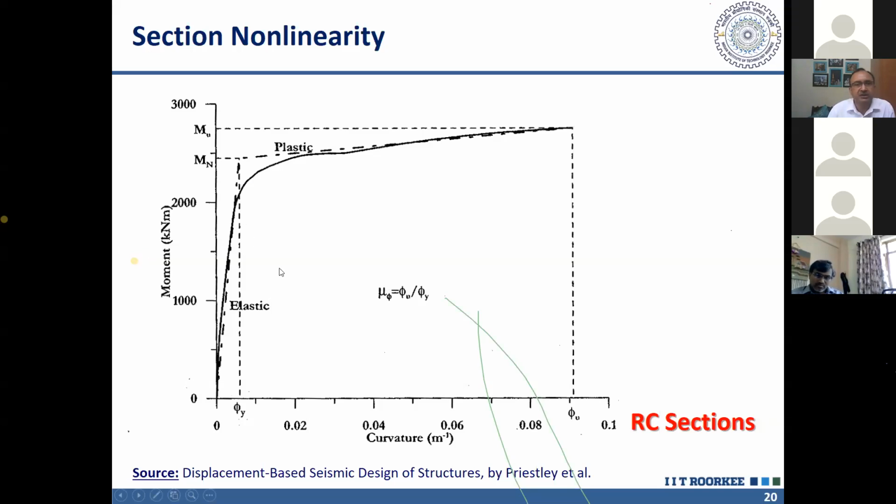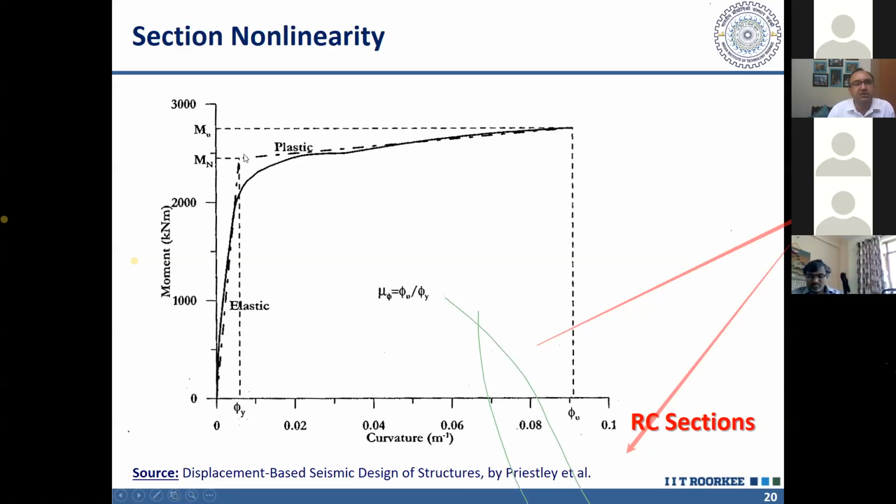And due to that cracking, the effective moment of inertia of the section reduces. And where these two lines are meeting, this point we define as the notional yield point, phi y. The curvature corresponding to this we define here. So you can see that the yield point is not on the curve. It is only a notional point here.